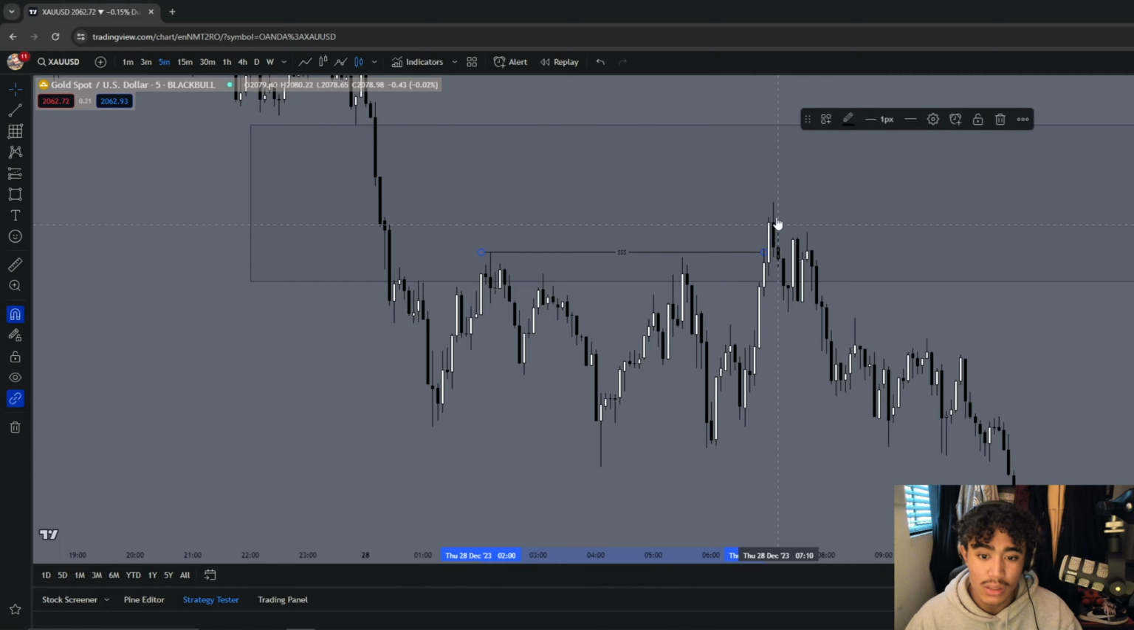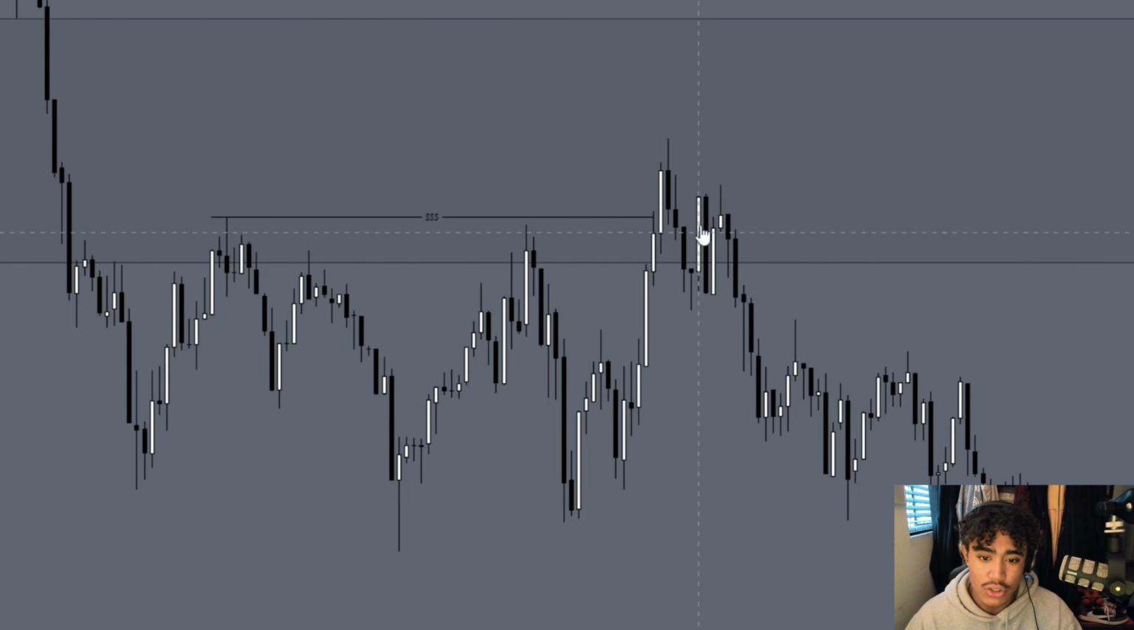What else do we see? Well, now we see price action chopping. What do we see here? Finally, price action breaking 5-minute structure to the downside.